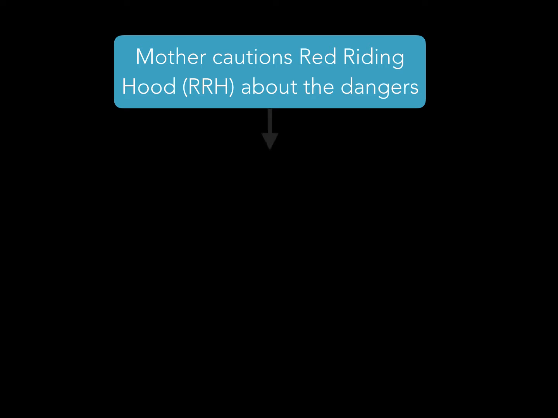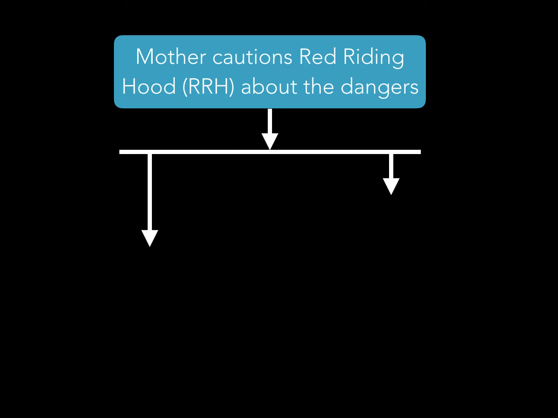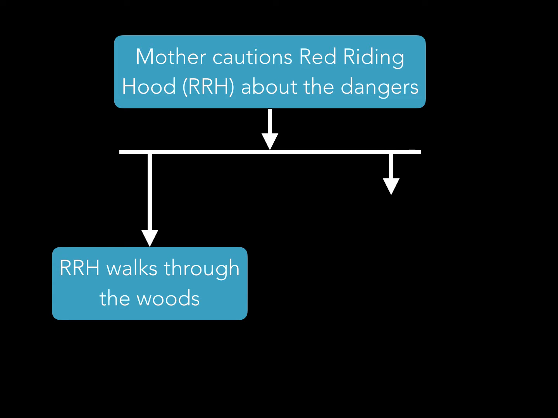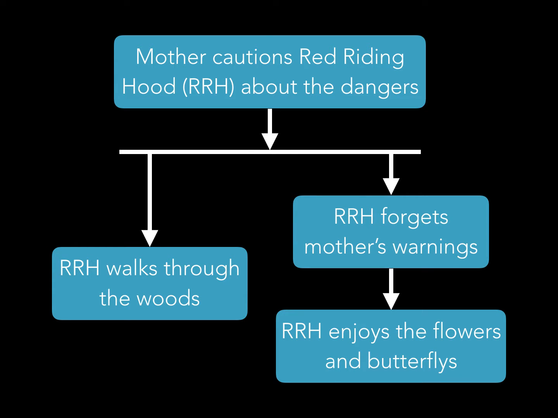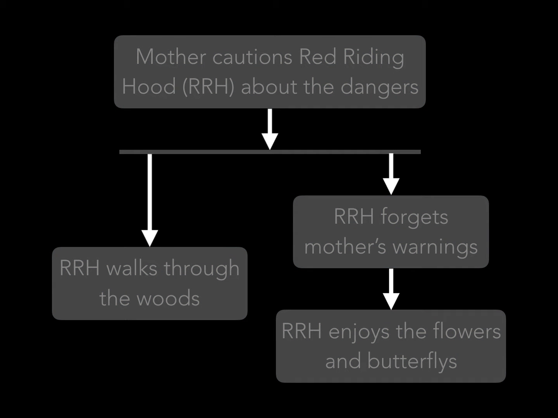If we were to draw a UML activity diagram, this is what it might look like. First, the mother cautions Red Riding Hood. Then, two lines of activity unfold at once. The first is that Red Riding Hood walks through the woods, and the second is that she forgets the warnings and then proceeds to enjoy the flowers and butterflies. The arrows indicate a temporal relationship from an activity that occurs earlier in time to one that occurs later in time. The straight bar, known as a fork node, indicates a point from which multiple parallel lines of activity may emanate. While this version of the story is certainly less literary, it has the advantage of being very explicit about the ordering of events in time.